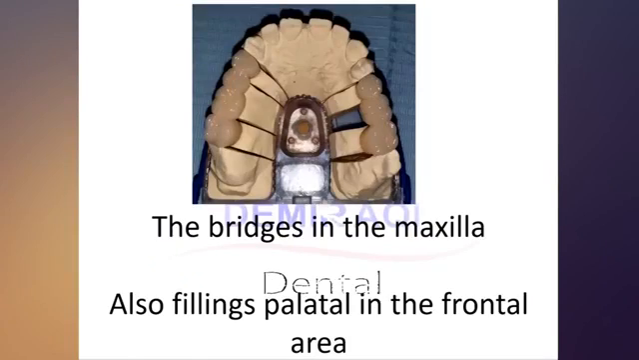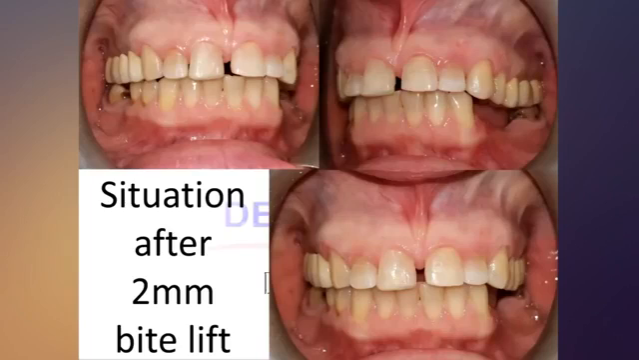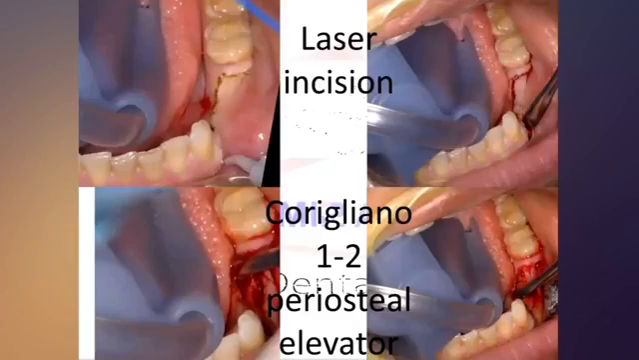Impressions for bridges in the upper jaw. And then we have this situation. And we also place a bite, a couple of millimeters bites to stretch the muscles to allow us to do our enhancing. This is a situation in the implant site.